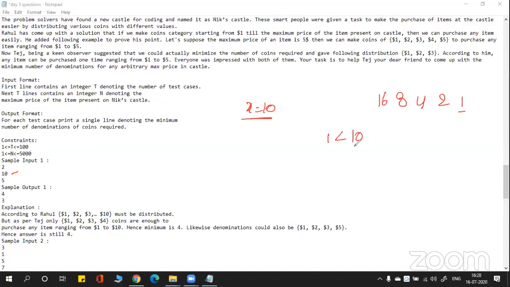Next, I'll check this number. This is the maximum number which we can form by using 1 bit. This is by using 2 bits. This is by using 3 bits. This is by using 4 bits. 1, 2, 4, 8, 16: 1 bit, 2 bits, 3 bits.